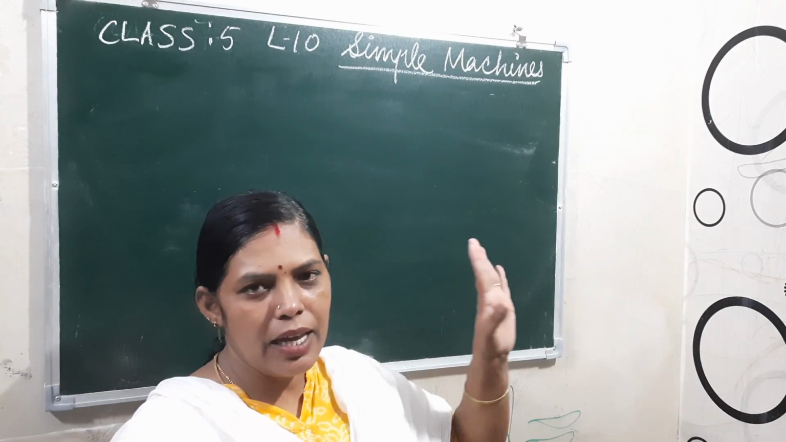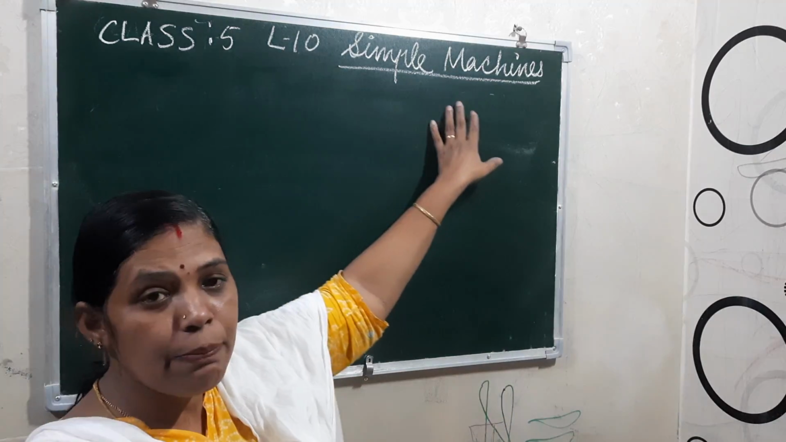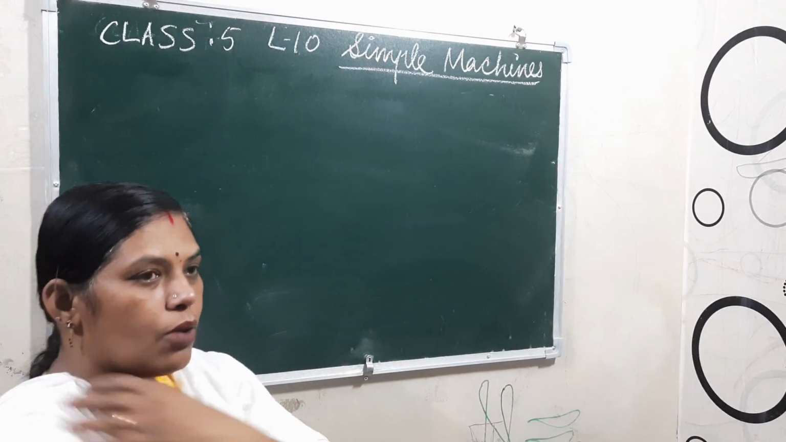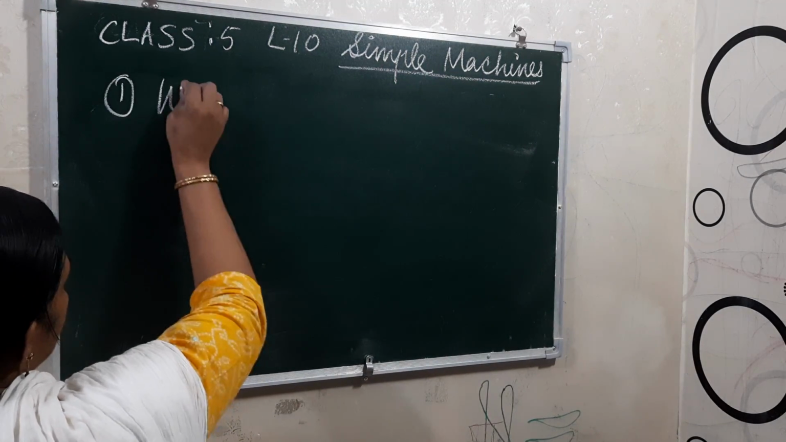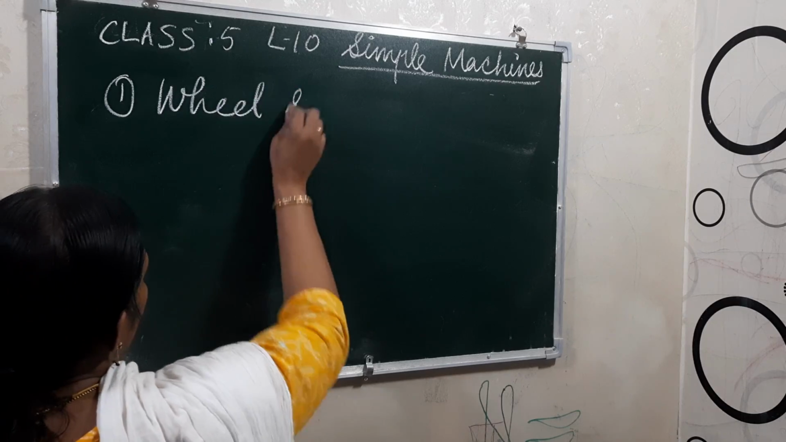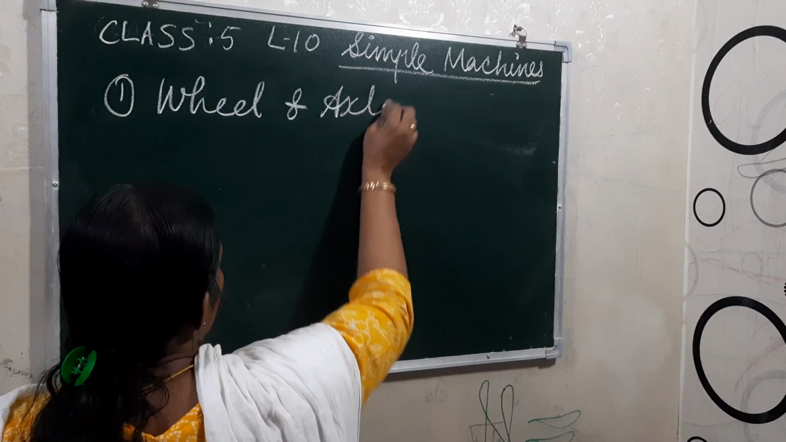Today I am going to explain other simple machines, such as, first one, the wheel and axle. Okay, wheel and axle.